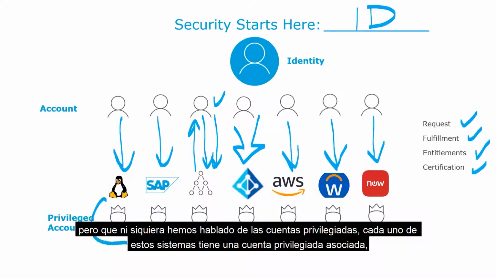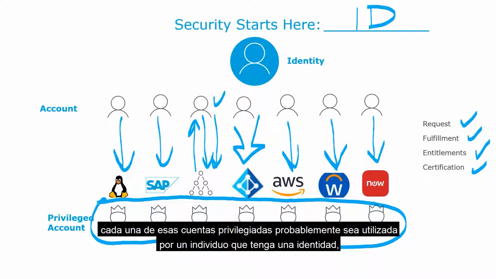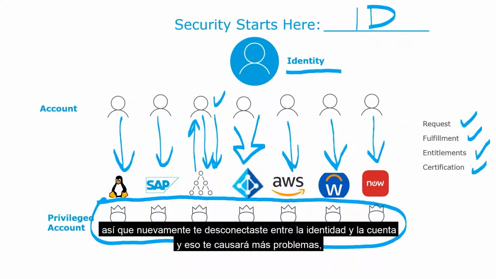But we haven't even talked about the privileged accounts. Every single one of these systems has a privileged account associated with it. Every one of those privileged accounts is probably going to be used by an individual that has an identity. So you've again got this disconnect between the identity and the account that's going to cause you more trouble.